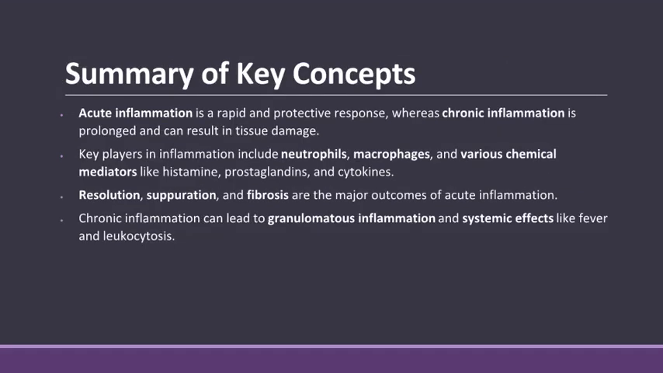Let's recap the key points. Acute inflammation is a protective, short-term response, while chronic inflammation is prolonged and can cause tissue damage. The hallmarks of acute inflammation are driven by vascular and cellular changes, while chronic inflammation involves macrophages and lymphocytes. Inflammation is a double-edged sword. It's vital for healing but can contribute to chronic diseases if uncontrolled.